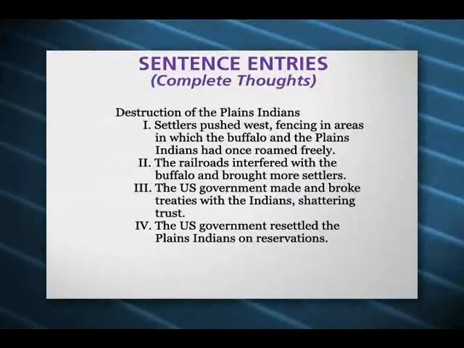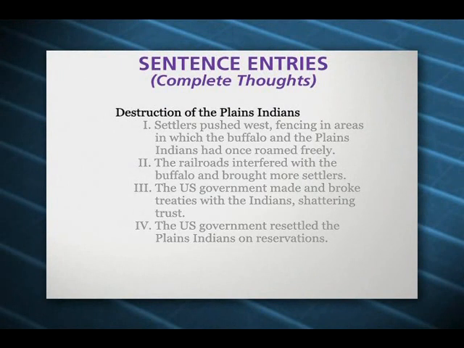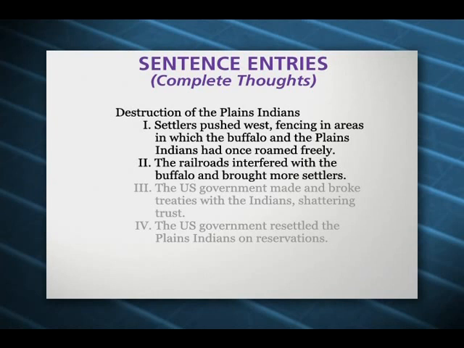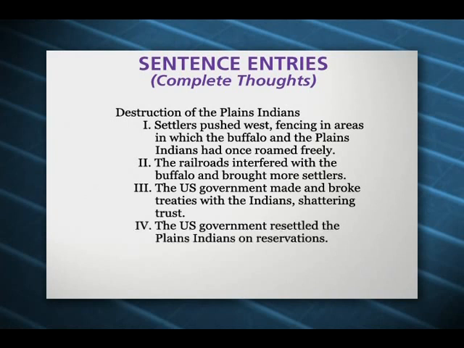Then I have sentence entries. In this instance, I'm writing complete thoughts for each main idea. My title is Destruction of the Plains Indians. Main idea, settlers pushed west, fencing in areas in which the buffalo and the Plains Indians had once roamed freely. Second main idea, the railroads interfered with the buffalo and brought more settlers. Third main idea, the U.S. government made and broke treaties with the Indians, shattering trust. And the last main idea, the U.S. government resettled the Plains Indians on reservations.